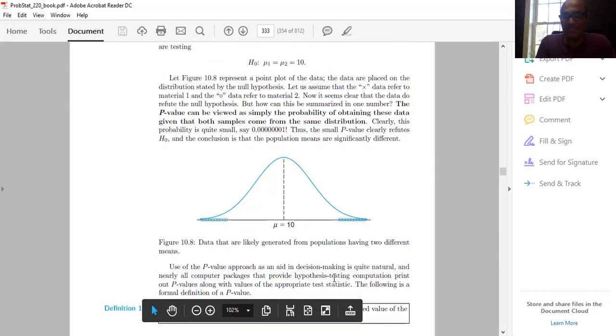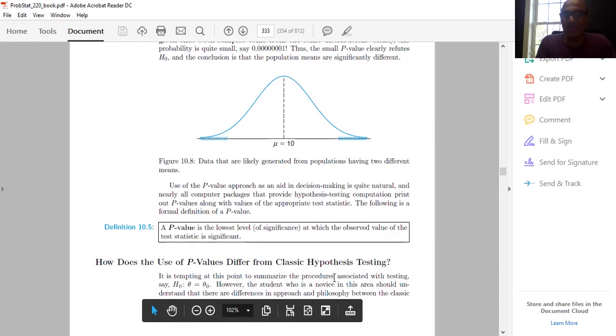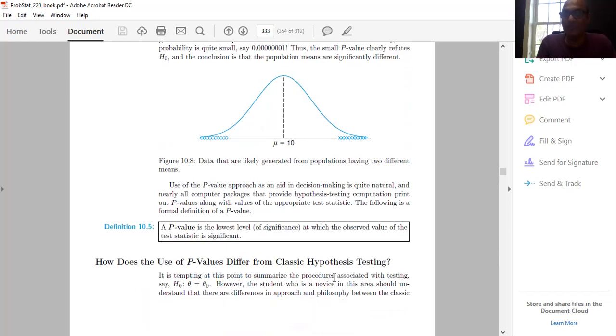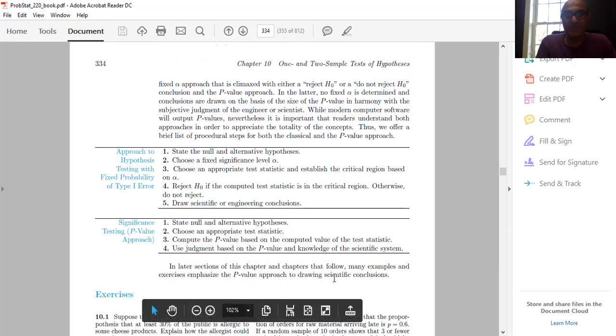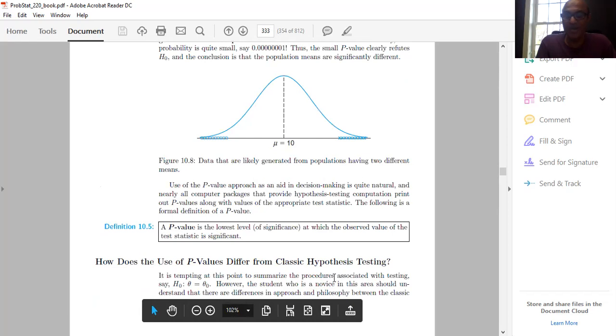You can read all these things. That is just for the knowledge. The p-value is the lowest level of significance at which the observed value of the test statistic is significant, right? Observed value of the test statistic is significant.